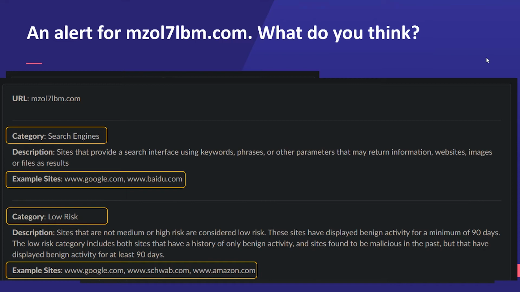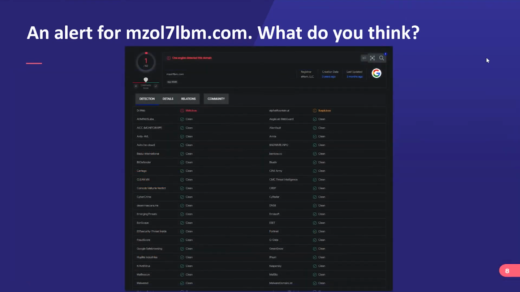So what do you think? You're probably thinking, oh, this is probably okay. And if you did get an alert for this, it's probably a false positive. Even going into VirusTotal, we see one hit out of 82 engines considered this domain to be a problem. And usually when you see 1 out of 82, that's an indication of a false positive.